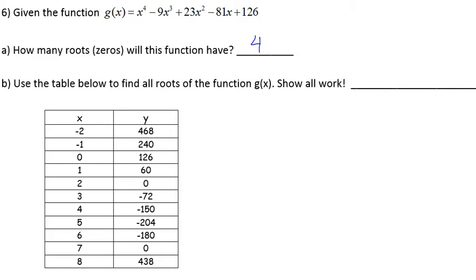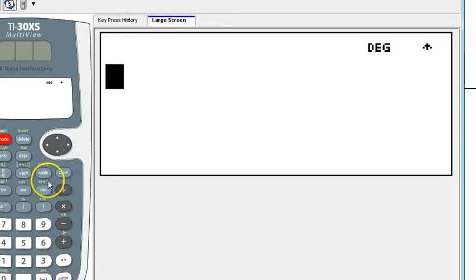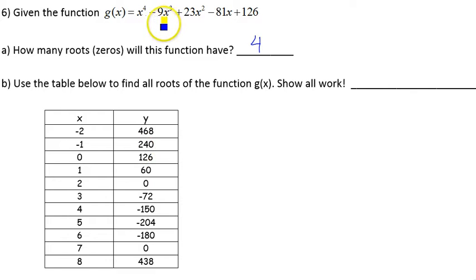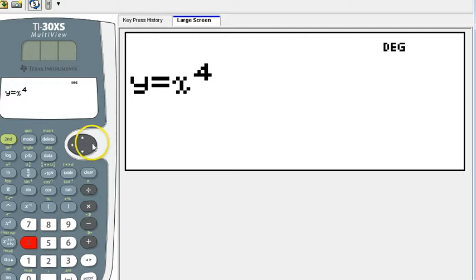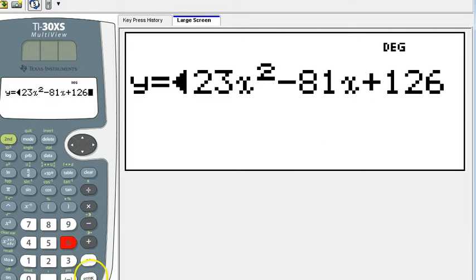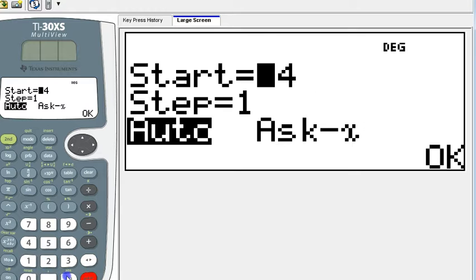So, basically, the key is this. This is the same type of table you would get if you took this function and typed it into your TI-30 XS MultiView. In fact, let's do that. Here's my TI-30, if I hit the table button. So we got x to the 4th power minus 9x to the 3rd power, and there's the rest of it. So if I hit enter, and I like to start from negative 10.